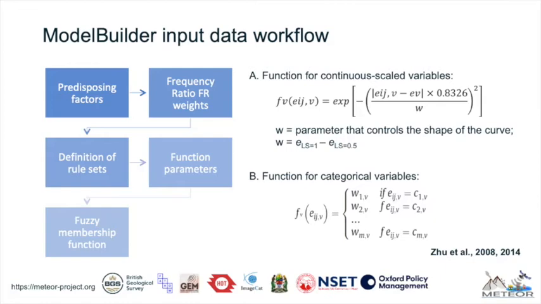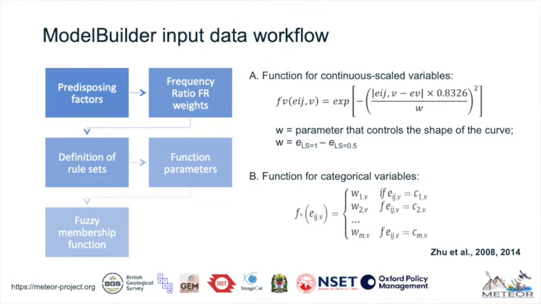membership function. There are two basic model functions depending on the type of variable or data associated with each predictor. The upper one, A, for continuous data, is where EIJV is the value of predisposing factor V at location ij, as in function A, and W1V, W2V, and WMV are the corresponding landslide susceptibilities when factor V takes the value of C1V, C2V, and CMV. For more details on the fuzzy inference methodology, please consult the papers of Zhu et al.